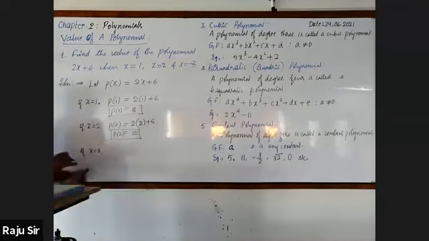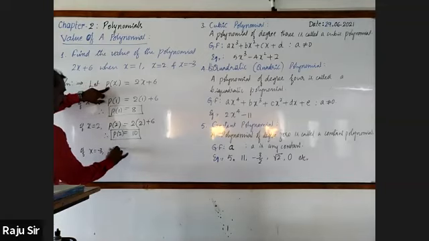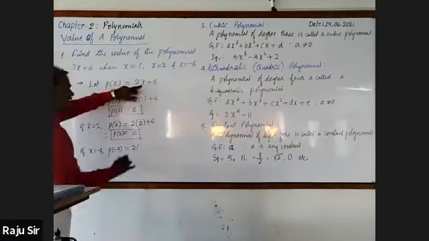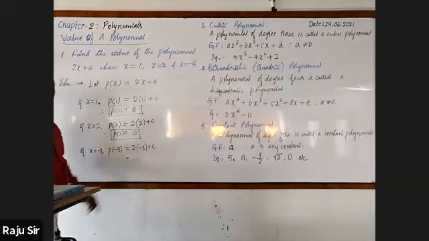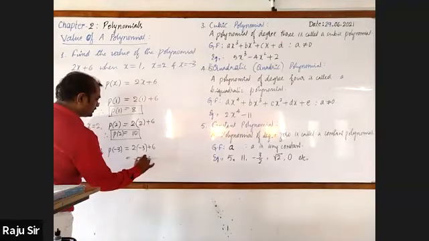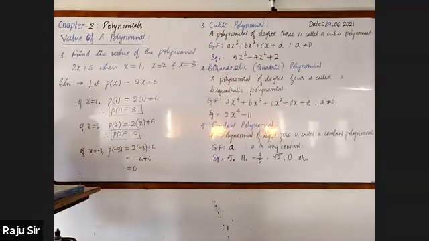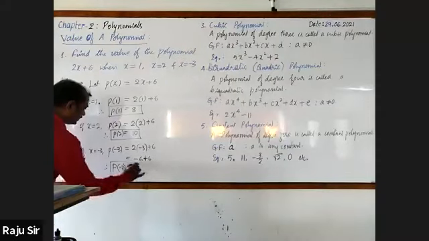Next, if x is equal to minus 3, P of minus 3 is equal to 2 into minus 3 plus 6, substituting minus 3 in place of x. Here 2 into minus 3 is minus 6. Then plus 6. Minus 6 plus 6 is 0. Followed? Conclusion: therefore, P of minus 3 is 0.